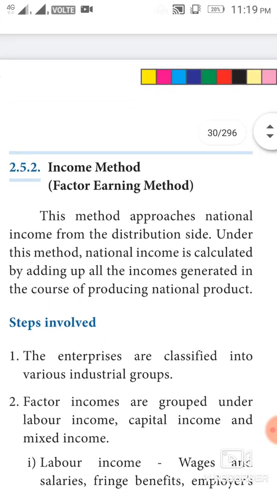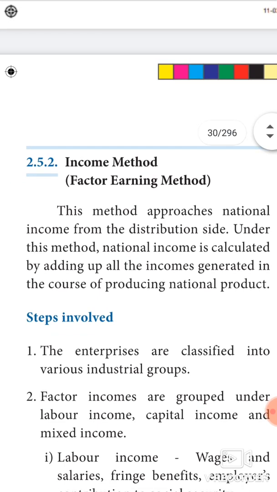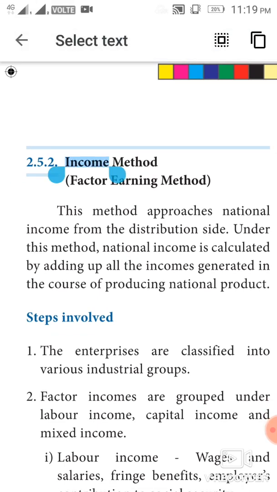Next method is income method or factor earning method. This will be in 1 mark question, underline. What is another name for income method?